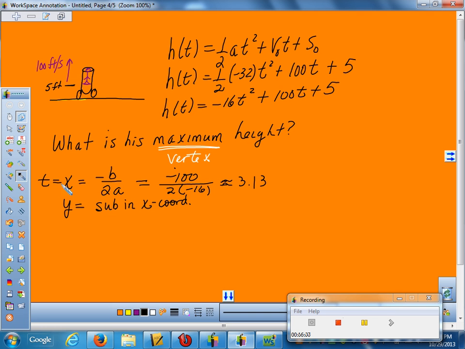Okay. Then I want to know how high is he going to get. So how will I get how high he's going to get? Bingo. You put it in there, and you ask yourself, what do I get if I put 3.13 in there? Well, I'd have negative 16 times 3.13 squared plus 100 times 3.13 plus 5. And you would crunch the numbers.